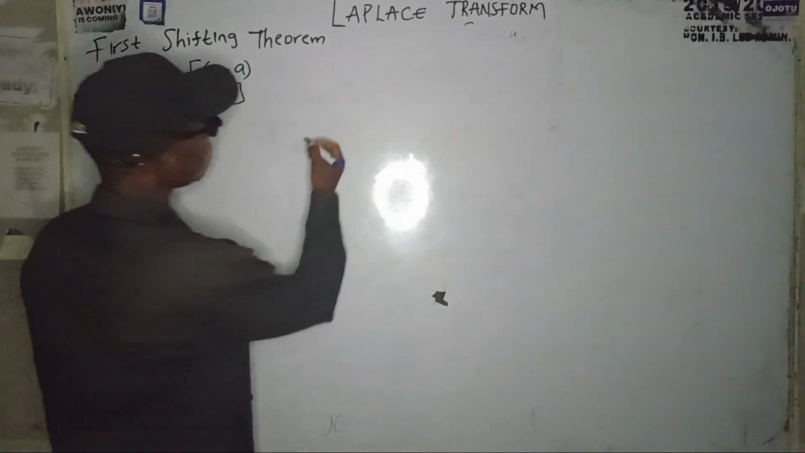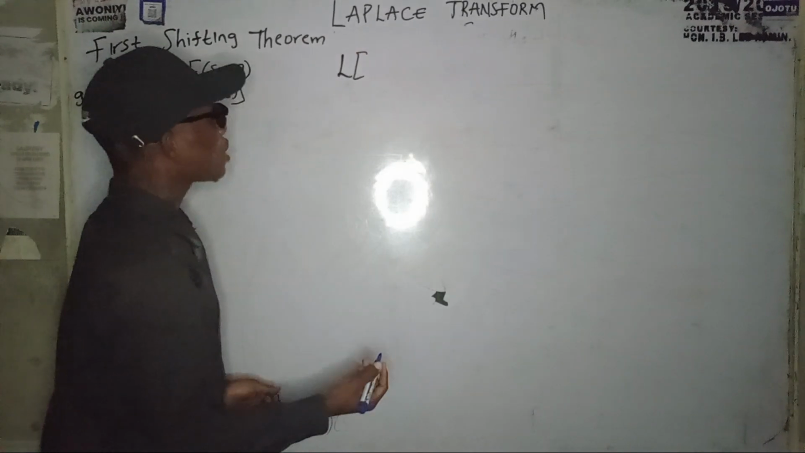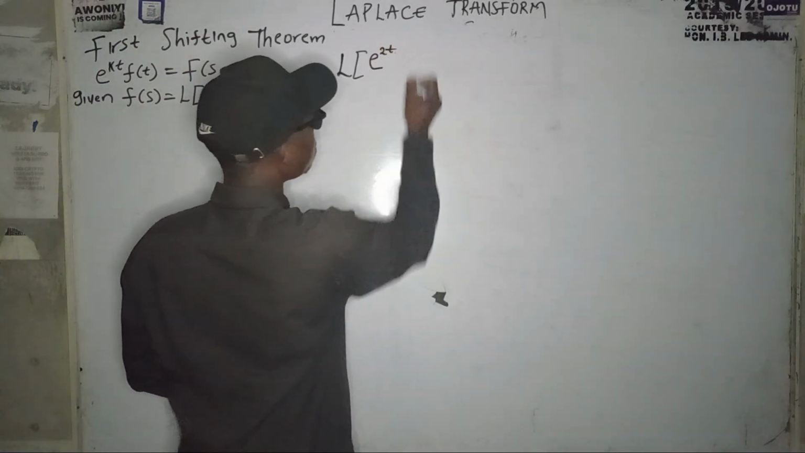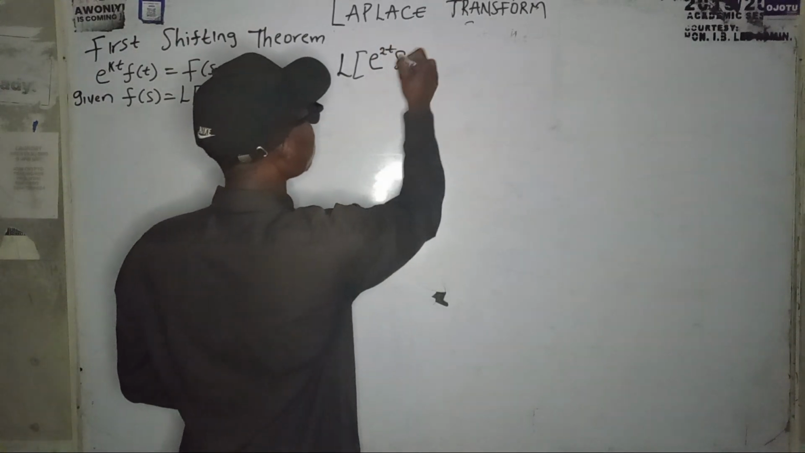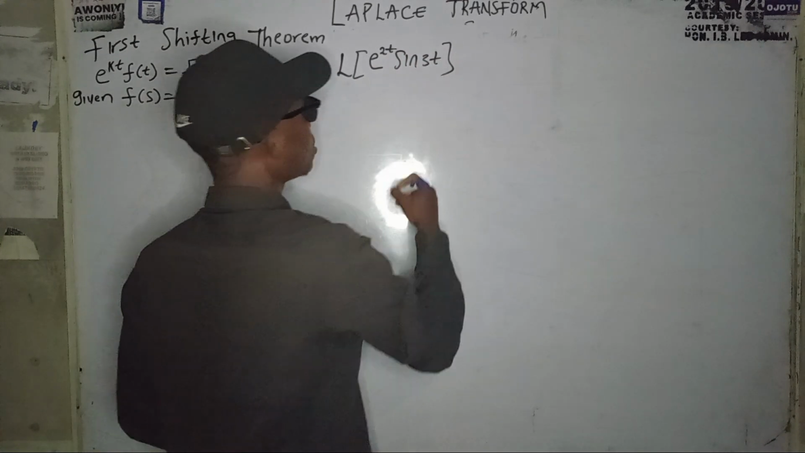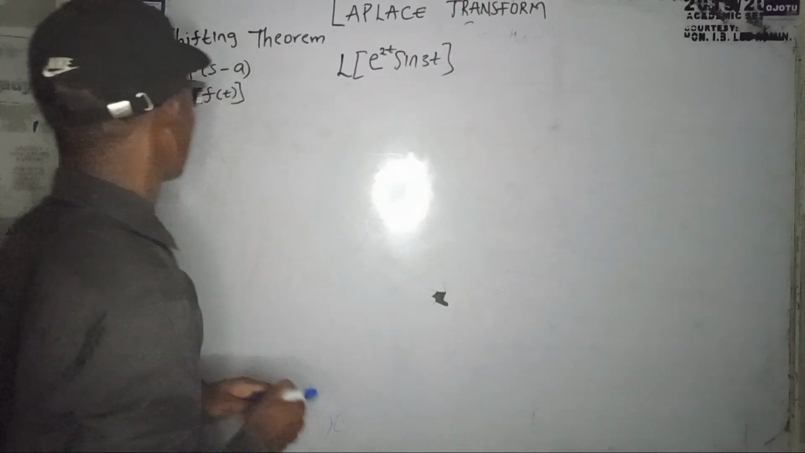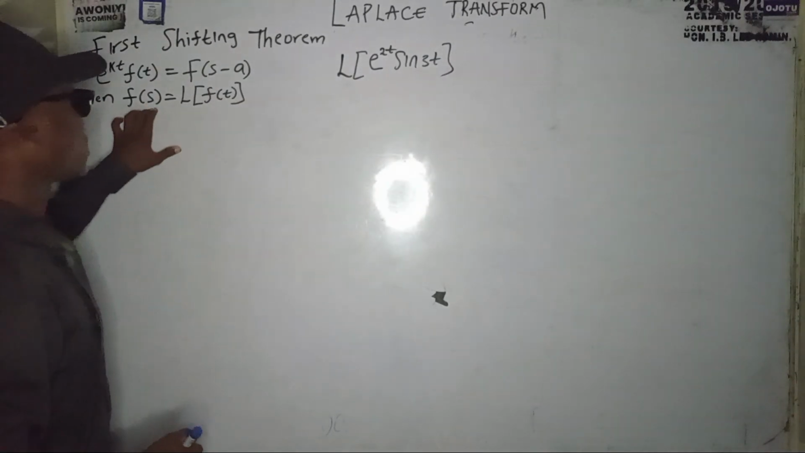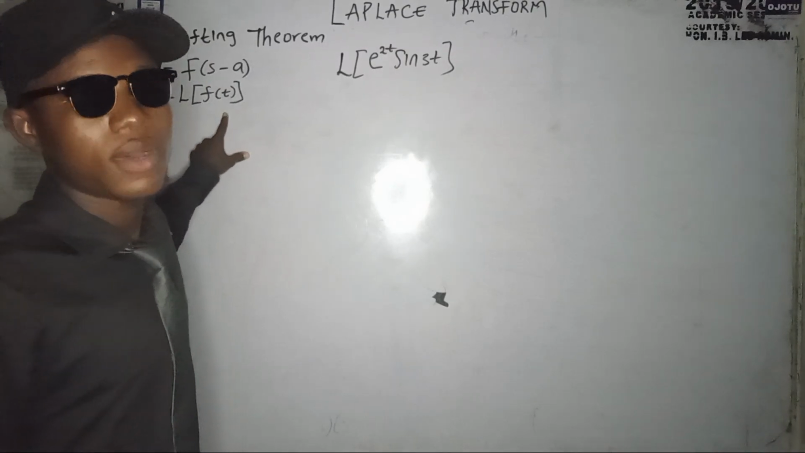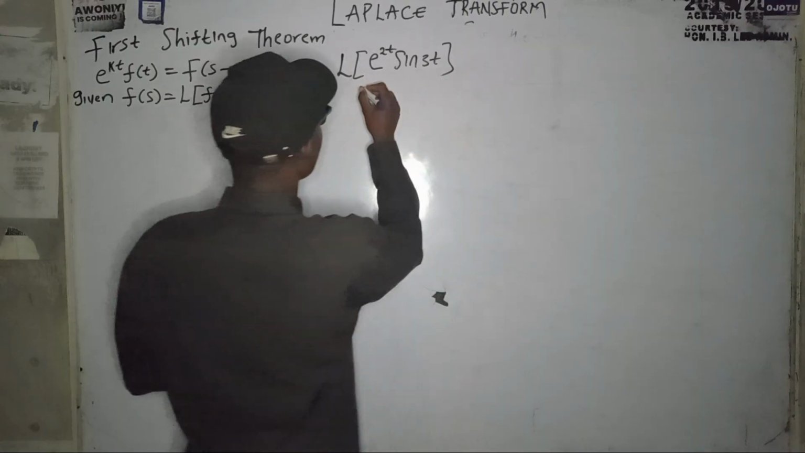Let's say we are asked to find the Laplace transform of e raised to power 2t times sine 3t. The first thing that we need to do is to confirm the second part here, that F of s is equal to the Laplace transform of f of t. So we need to look for our F of s first.